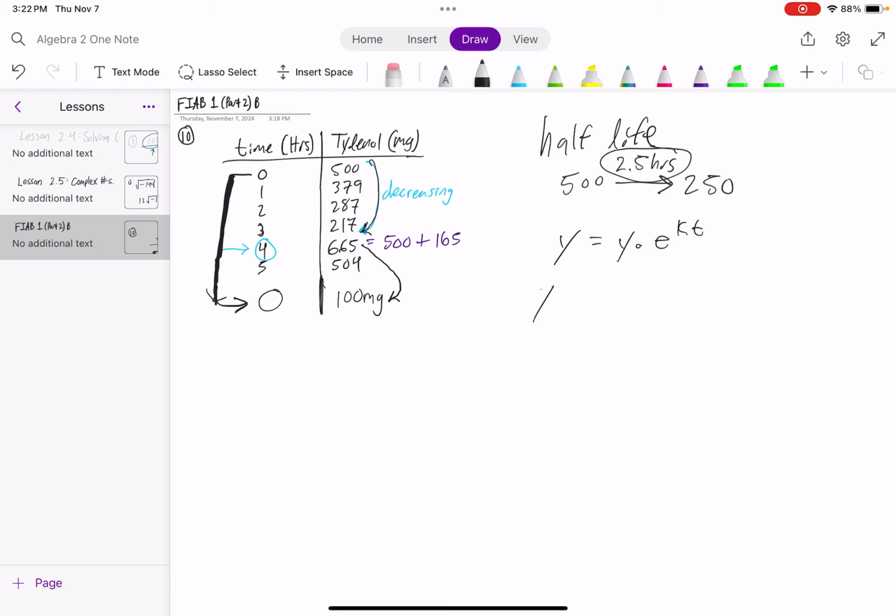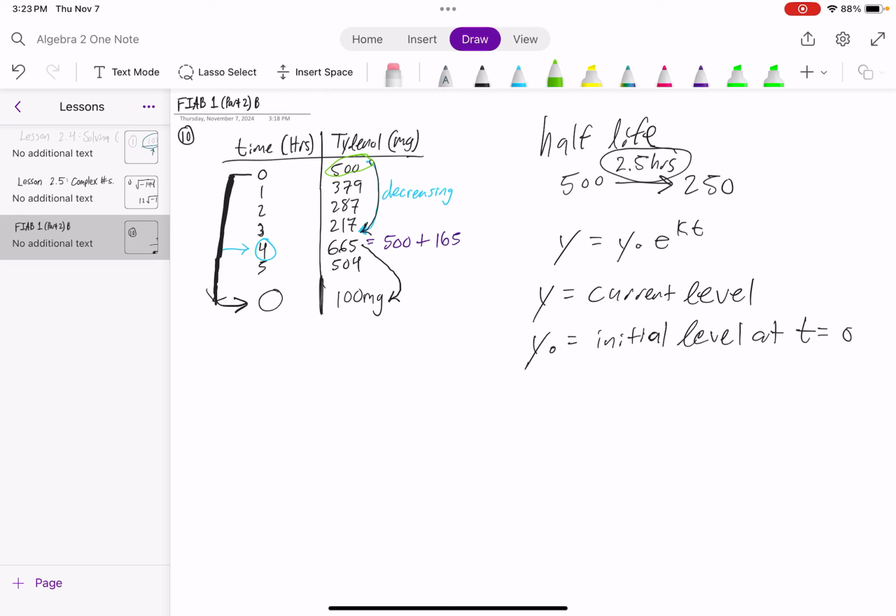where Y is the current level and Y naught is the initial level at time 0. So we can relate it to this problem. You see, the initial level was 500.